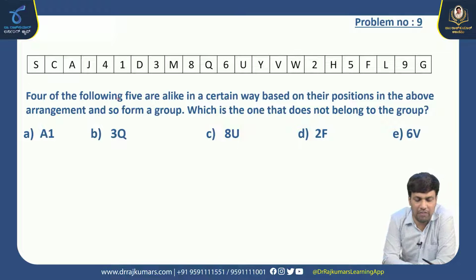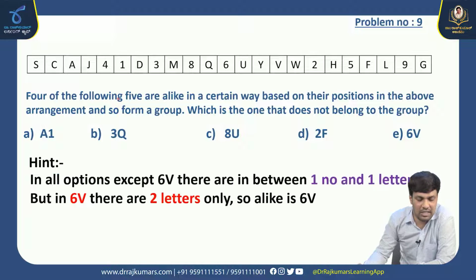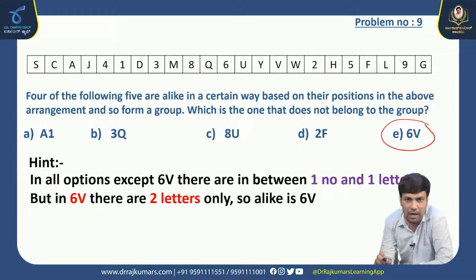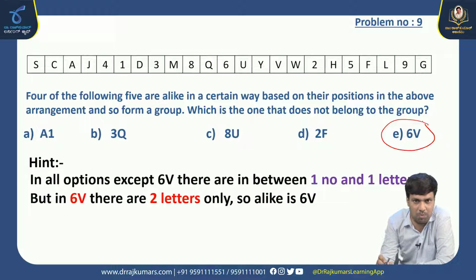Four of the following five are alike in a certain way based on their position in the above arrangement and so form a group. Which one does not belong to the group? Let's search the hint now. In all options except 6V, we have one letter and one number in between. But in 6V we have only 2 letters between. In all other cases we have in between one letter and one number. So the unlike will be 6V itself.